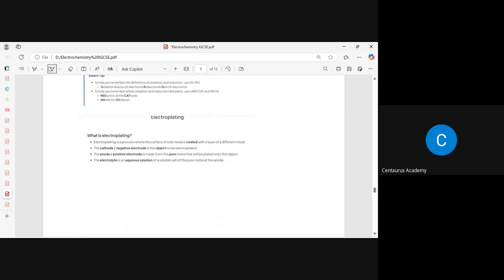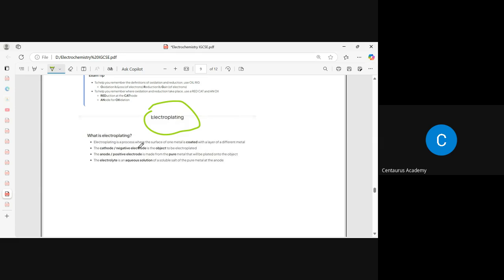Okay, looking into the applications of electrolysis, electroplating is one of the applications of electrolysis. Electroplating basically means you're using the process of electrolysis to apply a certain coat of metal onto another metal. And this is done either to protect that metal from corrosion, or for overall appearance purposes.